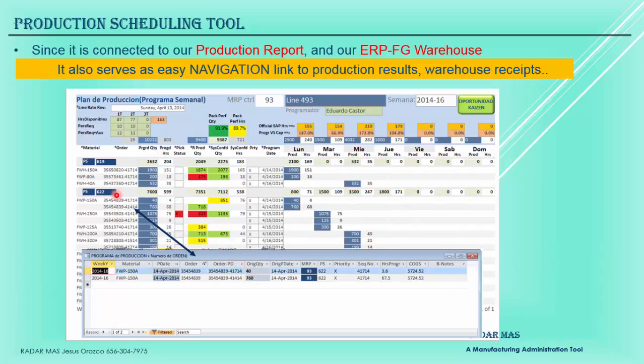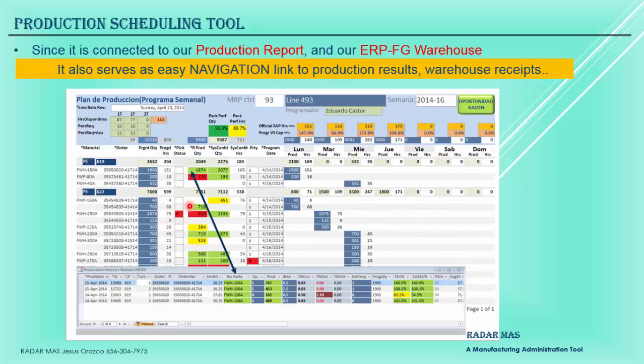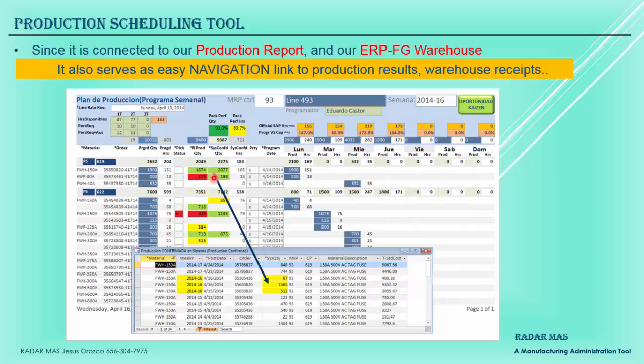If we do the same, but now on the production order, we're going to have historical information of the different runs of this particular production order. Same thing, if there is a note on the pick list status, in here we can go and see the details. Same thing for the production results or the finished goods received in our finished good warehouse.